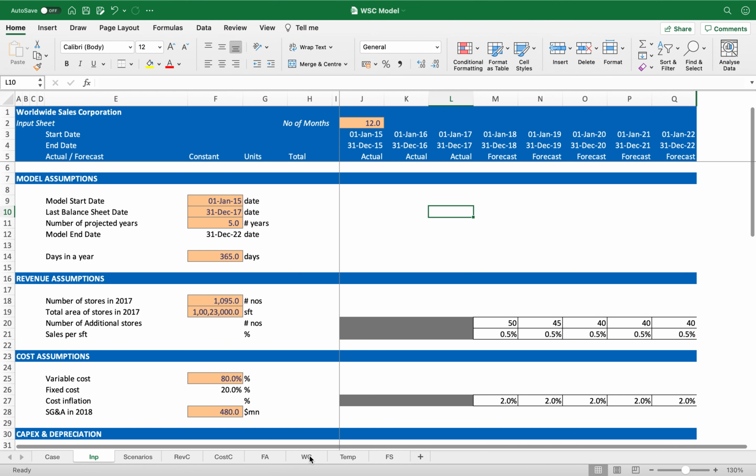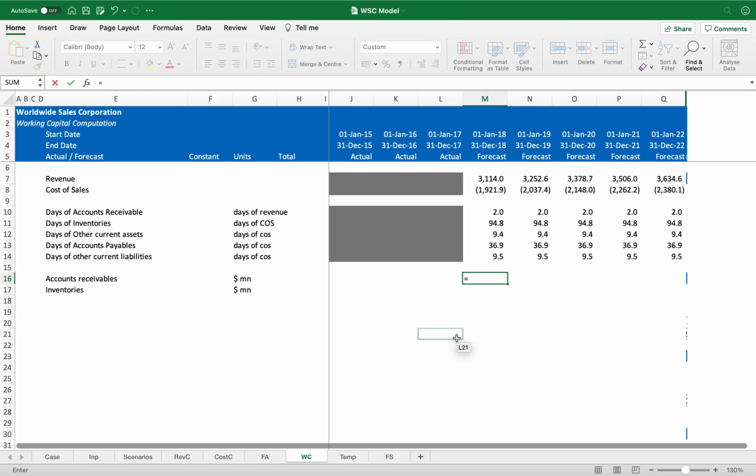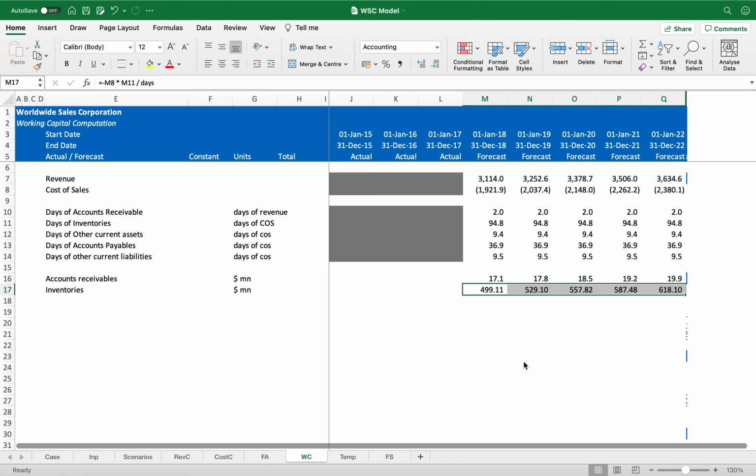Now, if you have understood this, come back to the working capital computation. And what did we say? While computing accounts receivables, revenue multiplied by 2 days divided by 365. Now instead of 365, I can simply write days and press enter. So the formula will automatically take 365, right? So I have removed my hard coding problem as well. Similarly for inventories, cost of sales multiplied by 94.8 days divided by days, which is my 365.